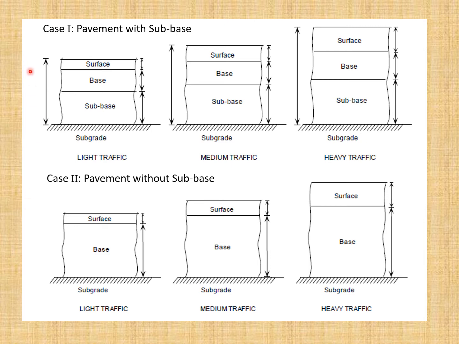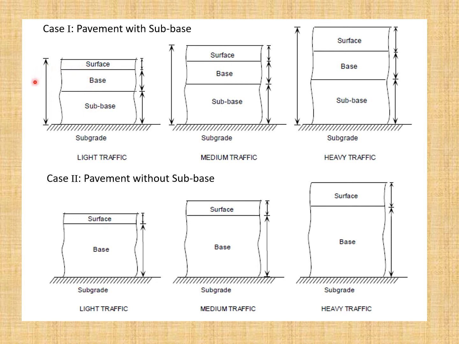Well, in this method, pavements can be designed in two ways. Case 1, pavement with subbase. That means we are going to provide the subbase. And case 2, pavement without subbase. That means subbase is not being provided. So typically we are having these components of the flexible pavement.